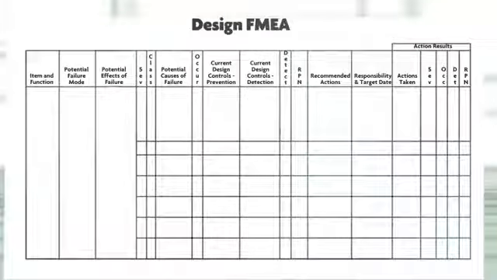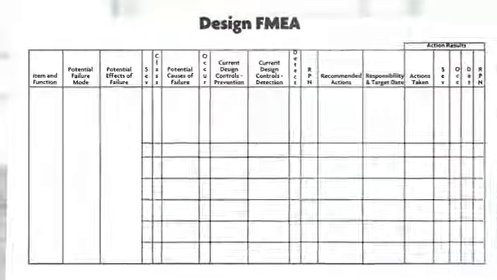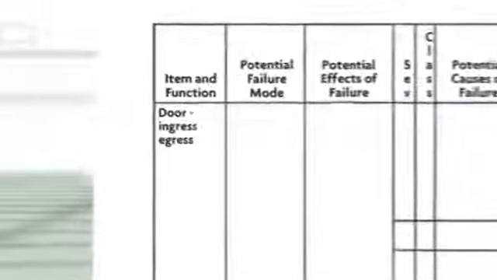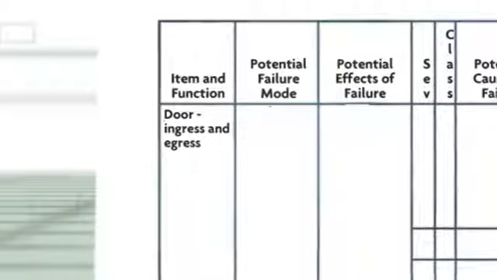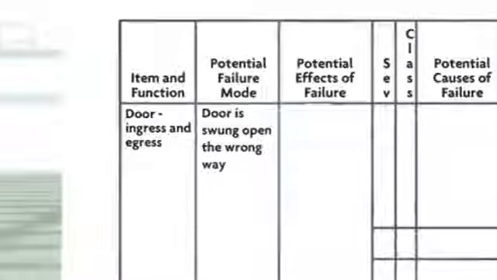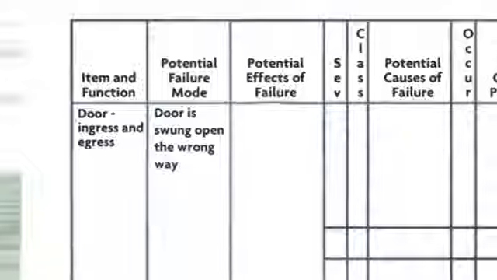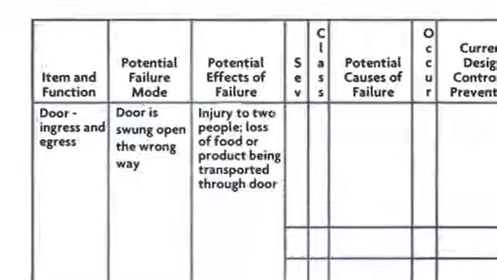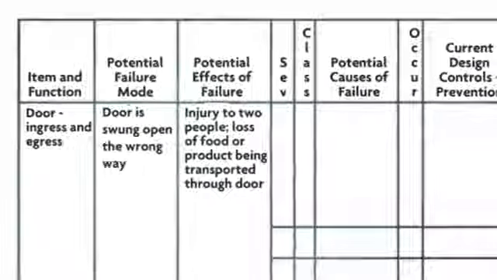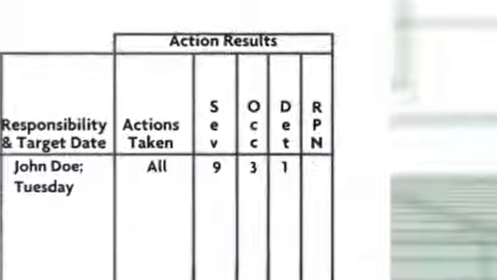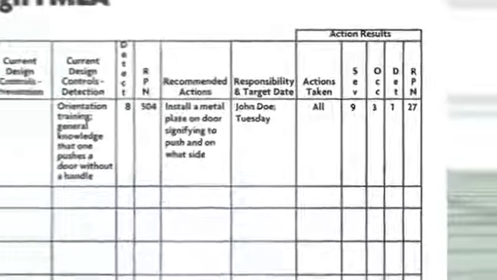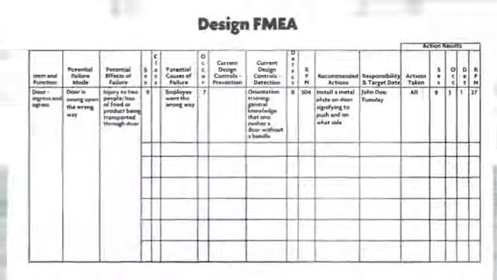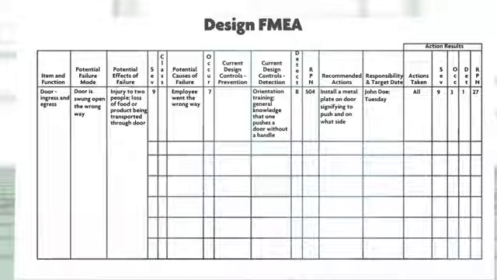Let's look at one of our previous examples with regard to the doors. So the item or the function is the door. What is the function? Ingress and egress. The failure mode? The door is swung open the wrong way. What are the effects of that failure? There's an injury to perhaps 2 people, and then we reevaluate the values. In this case, the severity is a 9, the likelihood of occurrence is a 3, and the detectability is a 1, resulting in the new risk priority number of 27.